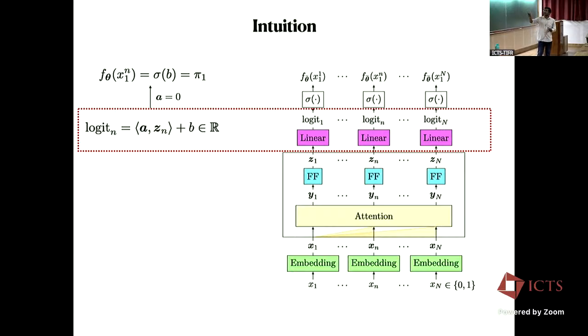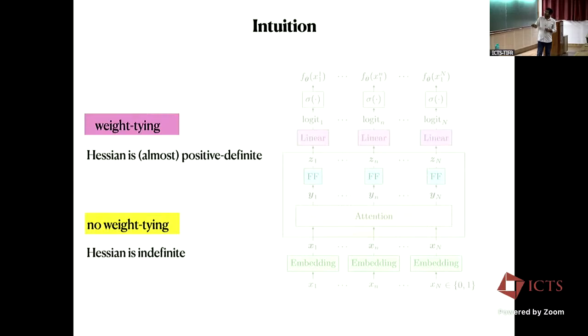And you can show that with this kind of construction, with weight tying, you can compute the Hessian for the full thing, which is very messy. That's actually the hardest part of this. You can show that it's almost positive definite, using which you can show that it behaves like a local minima. If you remove weight tying, the Hessian for the same configuration turns out to be indefinite, from which you can derive that it's a saddle point. So this is the high-level overview of how we prove this.